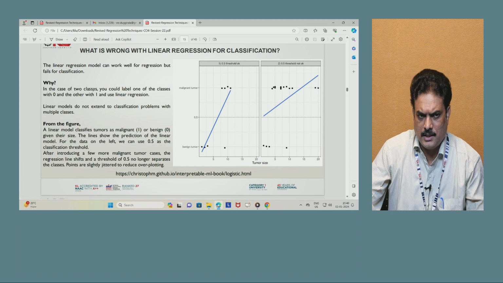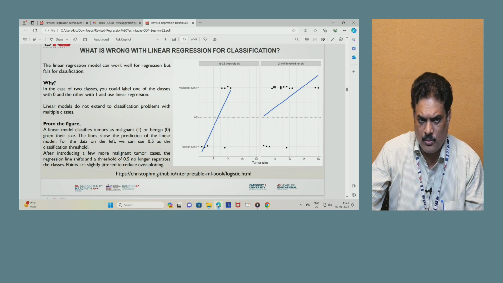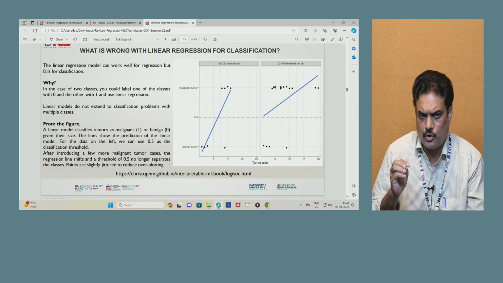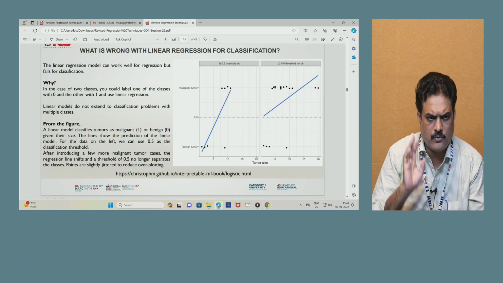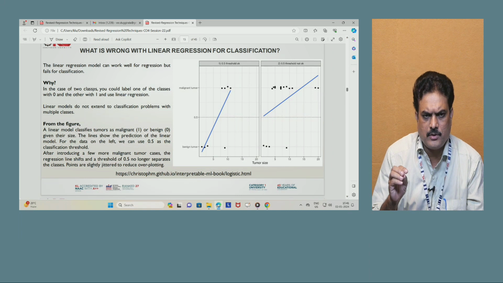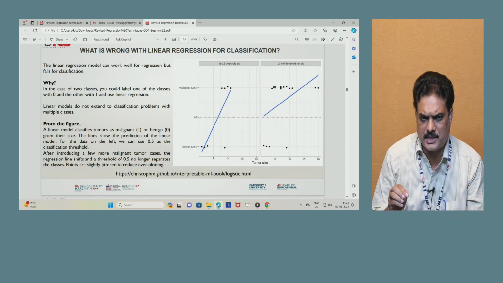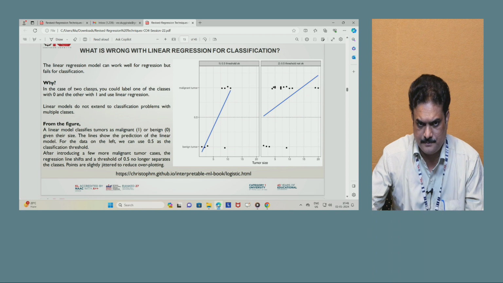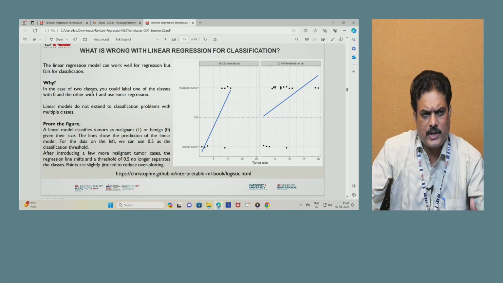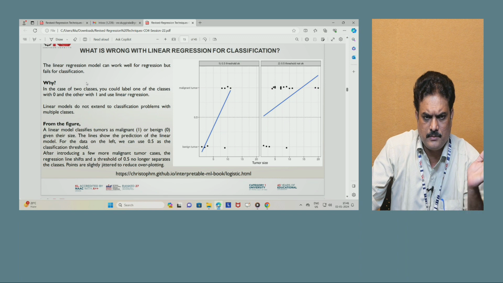From the given figure, a linear model classifies tumors as malignant or benign given their size. The lines show the prediction of the linear model. For the data on the left, we can use 0.5 as the classification threshold. After introducing a few more malignant tumor cases, the regression line shifts and a threshold of 0.5 no longer separates the classes. Points are slightly jittered to reduce overplotting. Here we can observe a small difference.